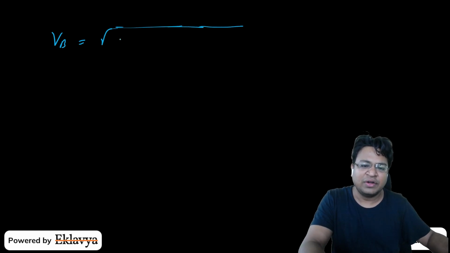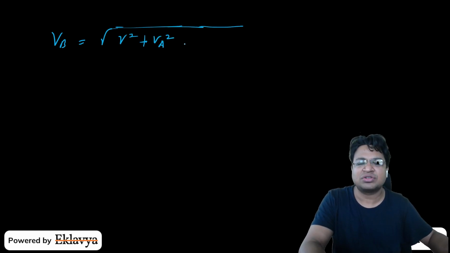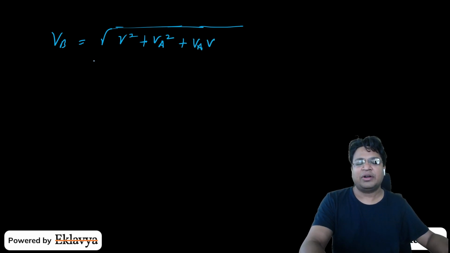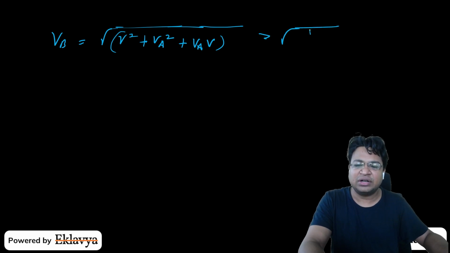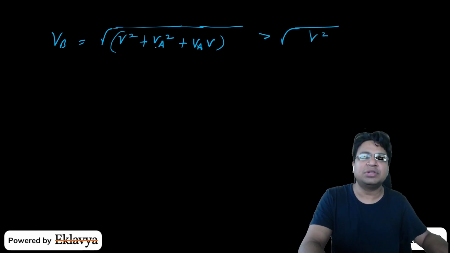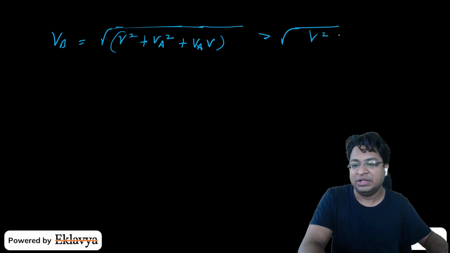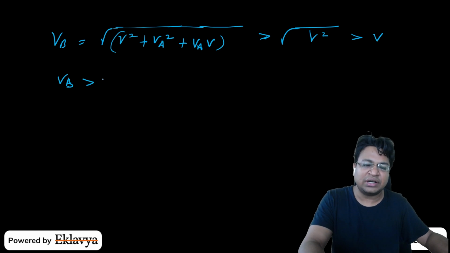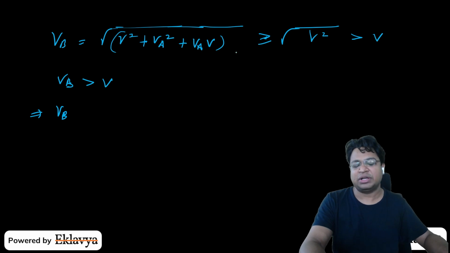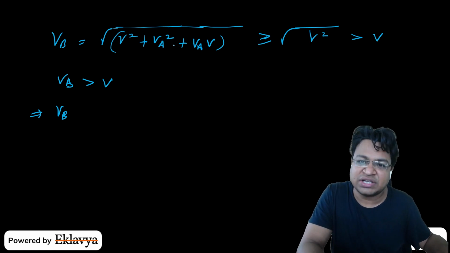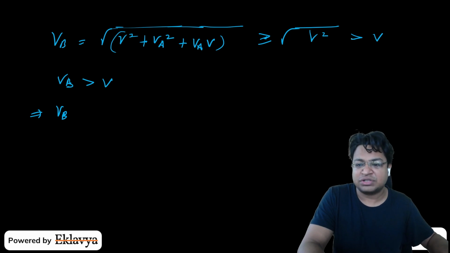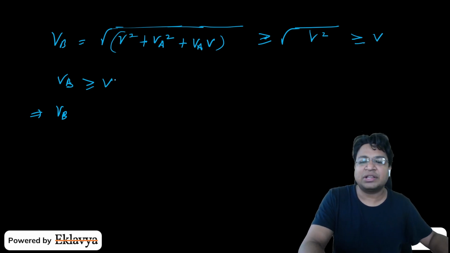All right, so let me write it again here. So VB is the root of V squared plus VA squared plus VAV. All right. Now, can I say that this entire thing is certainly greater than V squared? Like, can I say that this is greater than the root of V squared? Because we are adding something to V squared and then we are taking the root. So obviously that is going to be greater than V, which basically means VB is greater than V, or maybe it can be equal. All right, I can put an equality also here. When will the equality be satisfied? The equality can be satisfied if VA is taken to be zero. All right, so VB can be greater than or equal to V.